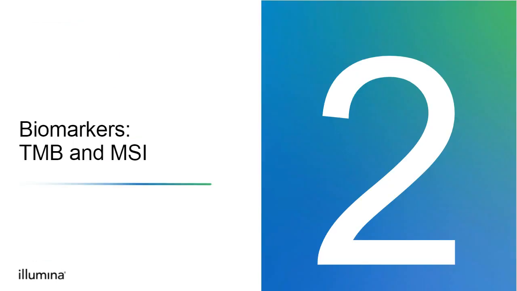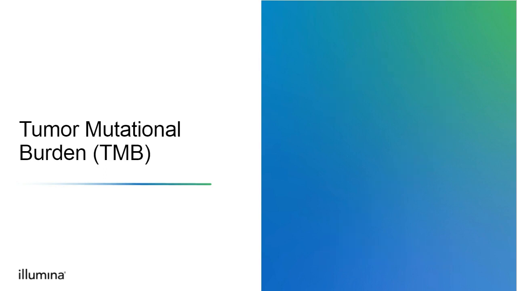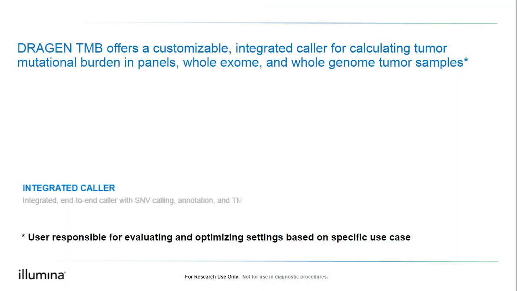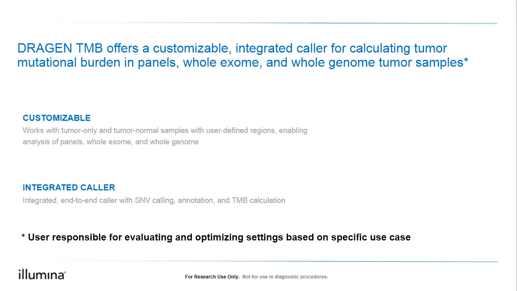Okay, let's jump to the next new feature, which are the biomarkers that we are introducing into DRAGEN. The first biomarker that we are introducing is TMB, which stands for tumor mutational burden. The DRAGEN TMB offers a customizable and integrated caller for calculating TMB in panels, whole exome, and whole genome tumor samples. We say it is a customizable pipeline because it works with a variety of samples, and also the user can define the regions, and it can also give flexibility to customers to use this pipeline.